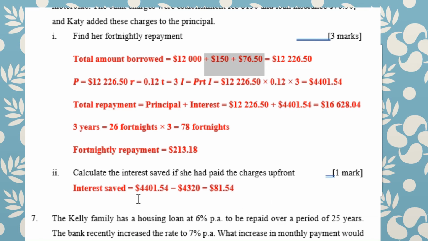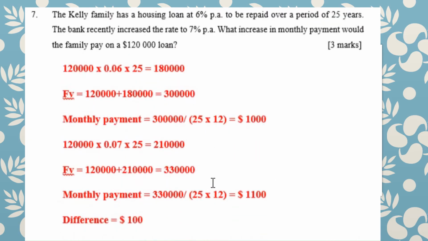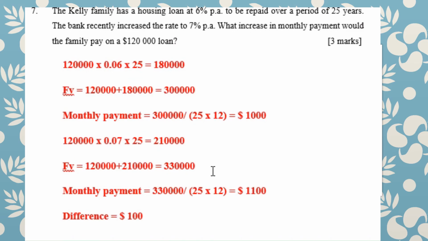You find the interest and then you just minus. That's about it. All right. Okay, number 7, what are they asking you? Kelly has a housing loan. All right. Kelly has a housing loan, 6%, 25 years, increase to 7%. What is the monthly payment?